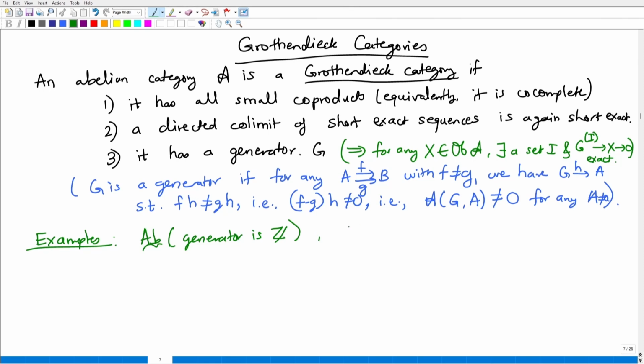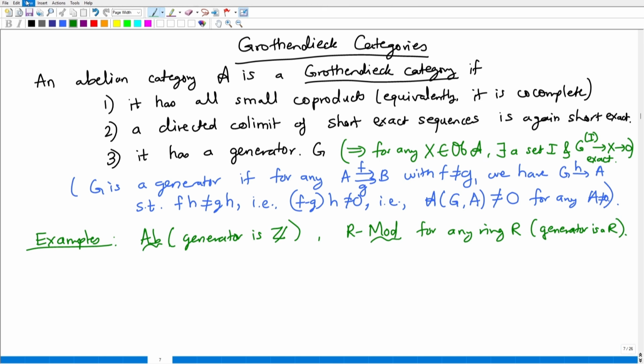Okay. So another example is the category of R modules for any ring R. What is the generator? R. Yeah, R is one of the generators. I mean, of course, if there is one generator, doesn't mean there can't exist others. Maybe I shouldn't write equal to, but R is a generator. Okay, R modules also have the same properties.